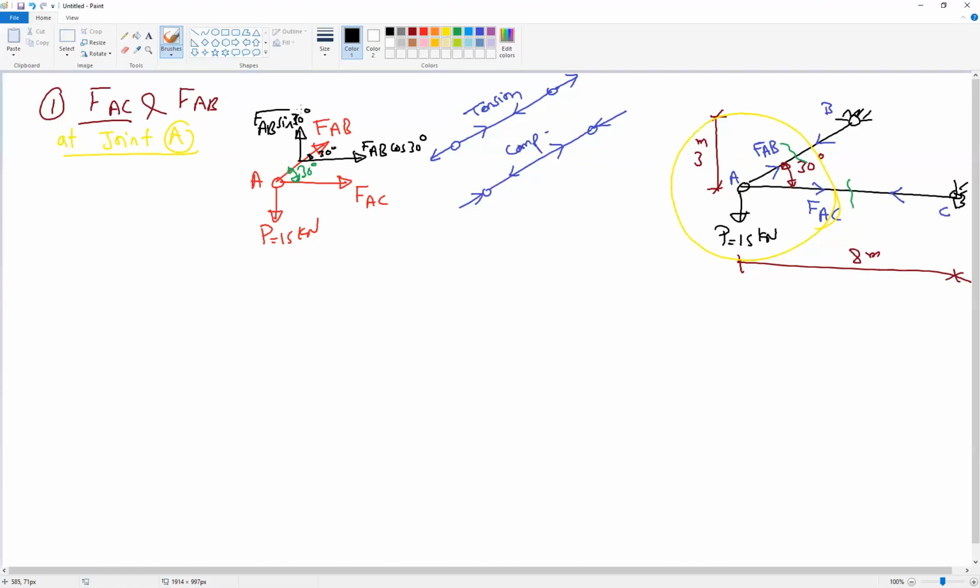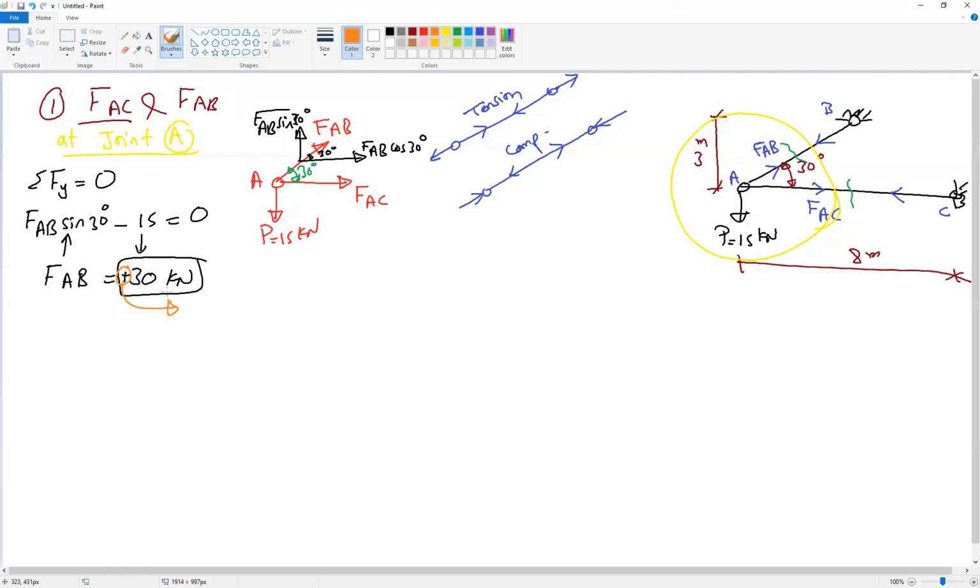If we apply summation Fy equal to 0, we have FAB sine 30 acting upward, minus 15 acting downward, equal to 0. This gives us FAB equal to 30 kilonewton, positive. What does the positive sign mean for us? The positive sign means our assumption is right, and the force is tension, not compression.